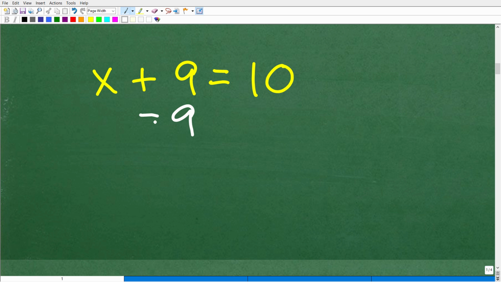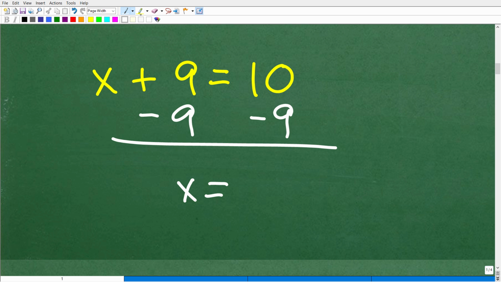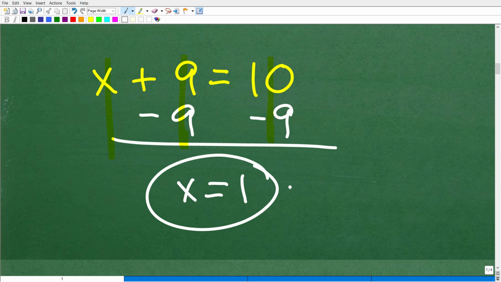All right, so we're going to subtract 9 over here because I want x by itself, so I have to subtract 9 on this side of the equation as well. All right, so now we're going to add down in a column manner. So x plus nothing is x. Positive 9 minus 9 is 0. Okay, so this goes away. We don't need to write a 0. So now we just have x. Then 10 minus 9 is 1. And there you go. Okay, this is our solution.